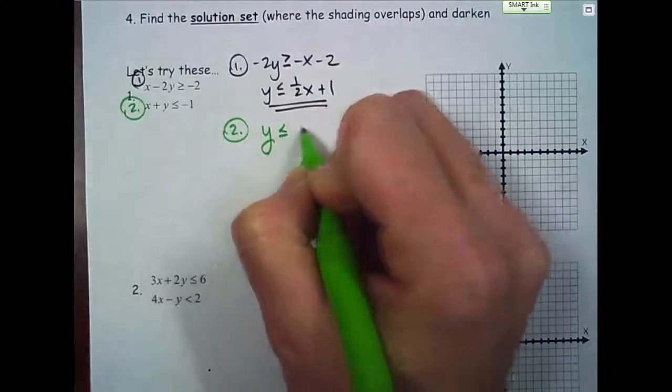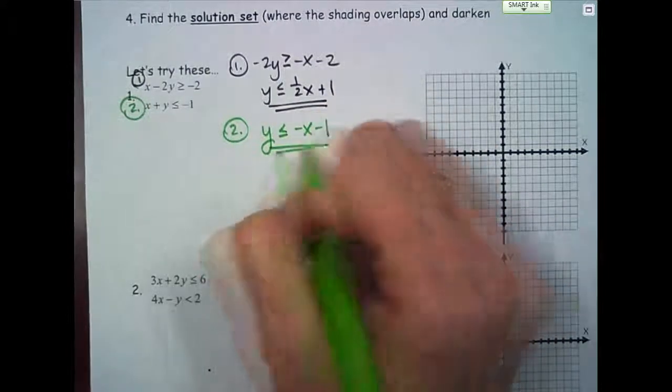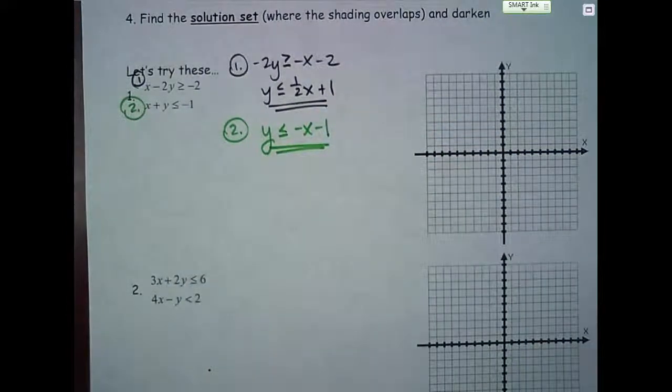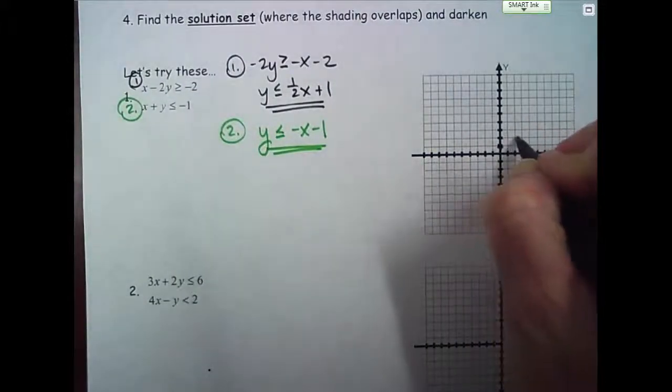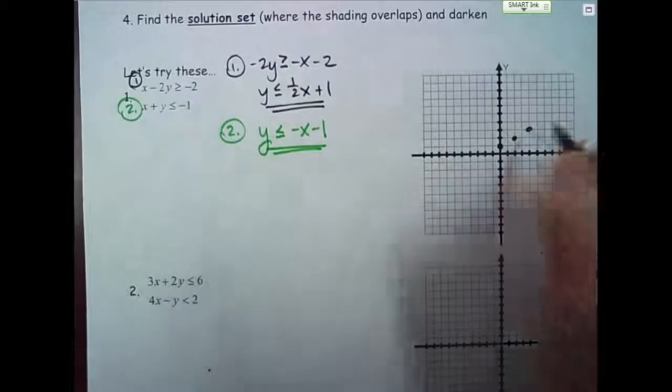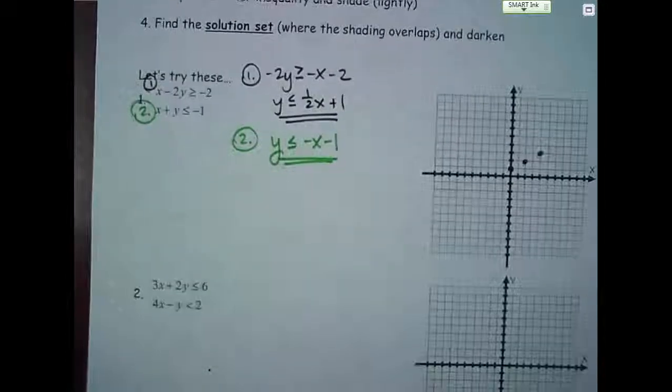Y is less than or equal to negative x minus 1. And then graph both lines. Start with your first line. It is a solid line. In fact, they're both solid this time.